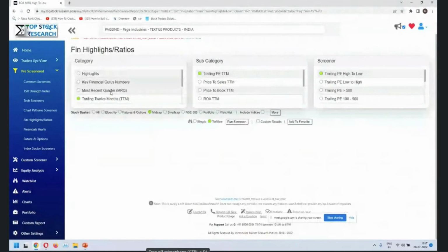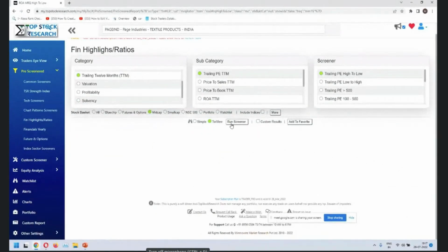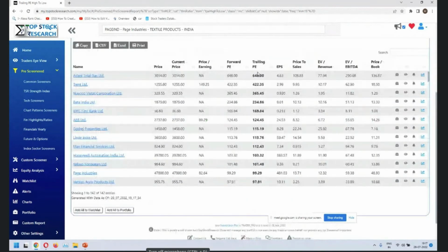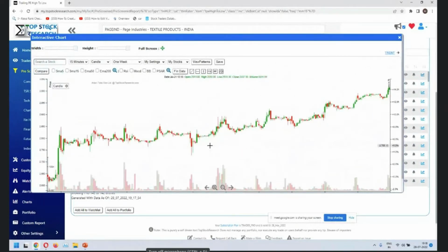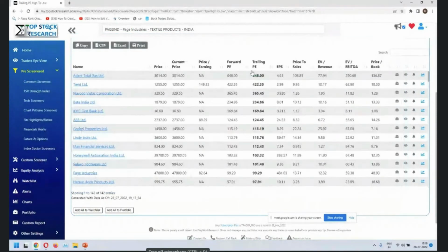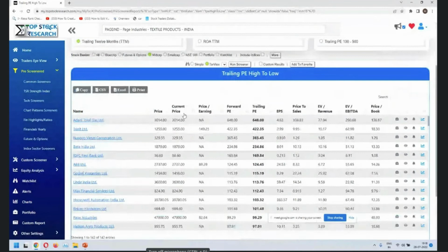Same way, trailing 12 months. You can sort by trailing 12 months of, let's say, PE trailing 12 months. Some of the stocks are very expensive. Adani Total looks extremely expensive. These are the stocks which look very, very expensive, right? I'm sure the chart is also moving up, so that's why there's a lot of growth. It's going much higher in terms of pricing, so price to earnings obviously goes much higher on that.